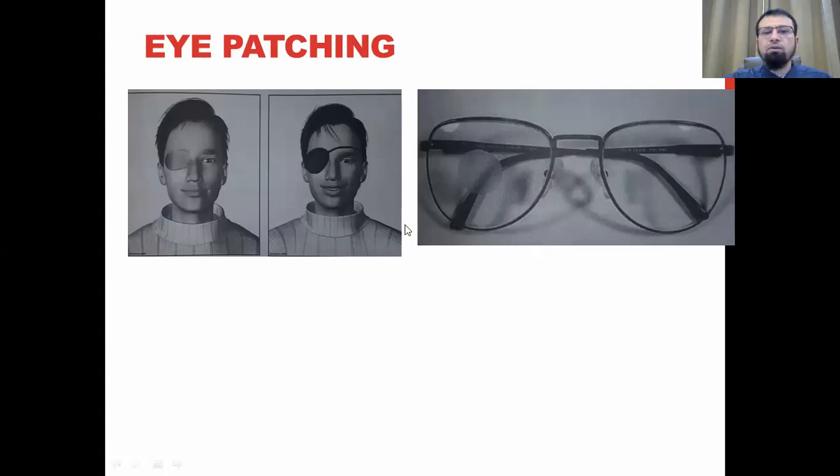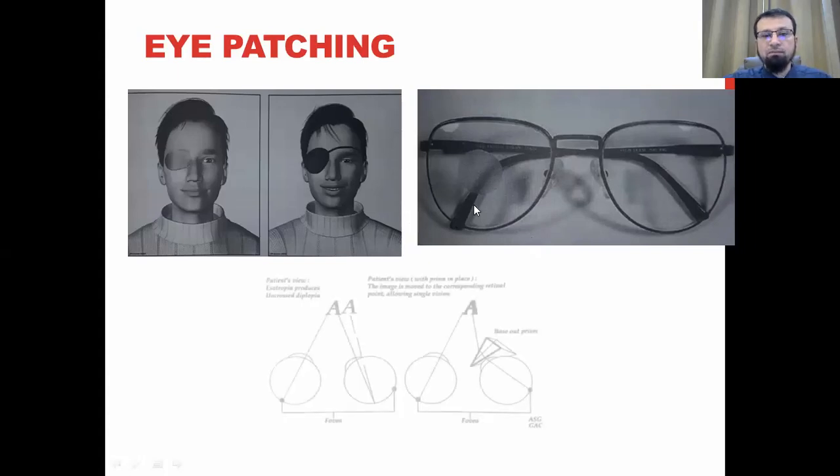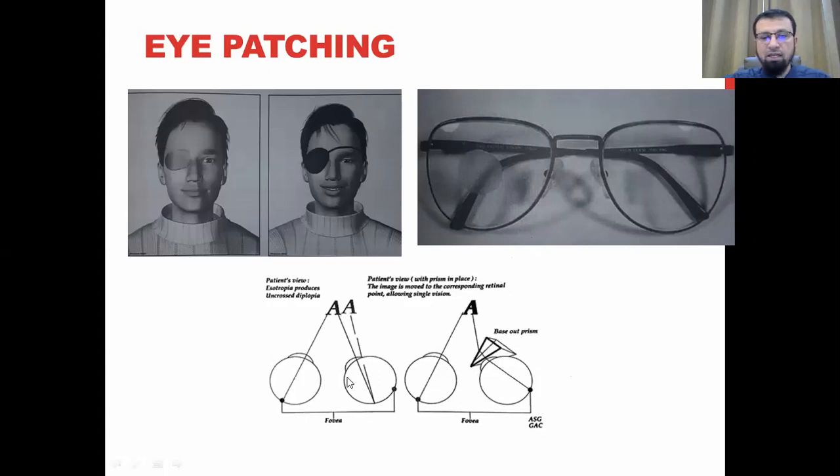Another way of dealing with double vision is the prism. As you see here, the patient's eye is moving inward. And when this patient looks at the letter A, it shows two letter As, A and A, because the eye is not straight. It's not in the proper position. After using a prism, the prism helps the patient shift the letter A and merge the two letters together. So when he uses the prism, rather than seeing two objects in front of him, he will see one object.